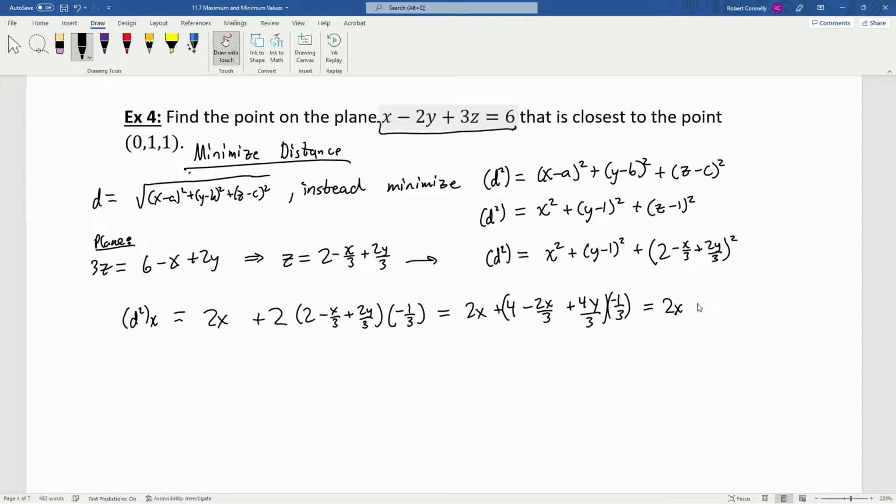So this becomes 2x minus 4/3 plus 2x over 9 minus 4y over 9. And finally, that's going to give us, so 2x plus 2x over 9, that's going to be 20x over 9, and then minus 4y over 9 minus 4/3. Okay, that's the partial derivative with respect to x. Now we got to do the same thing for y.